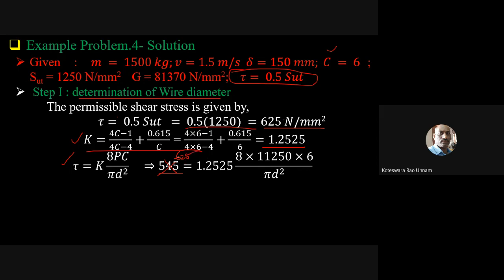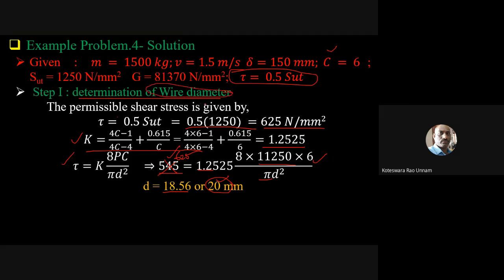You need to substitute 625 is equal to 1.2525 into 8 into 11,250 into C by pi d square. If you simplify that, you will get d is equal to 18.56 mm, which may be rounded up to 20 mm. So we identified the first parameter, that is wire diameter.